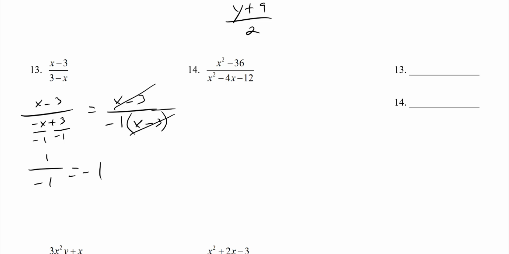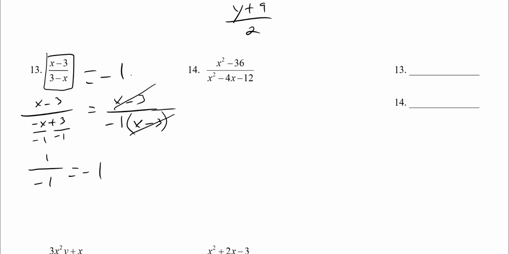So here's the shortcut, math fans. If you have a term like this, notice what it is. This is x minus 3 over 3 minus x. Okay, so it's the same terms, 3 and an x, but they're just in different locations. They're just kind of swapped. Okay, so that's automatically equal to negative 1.